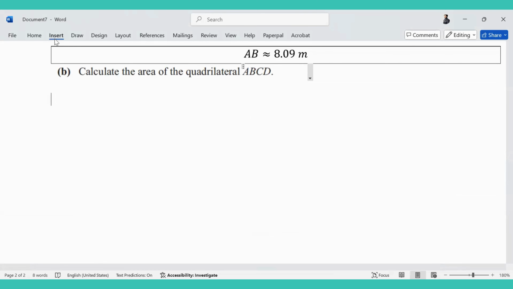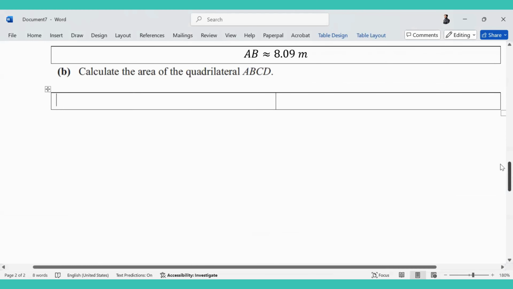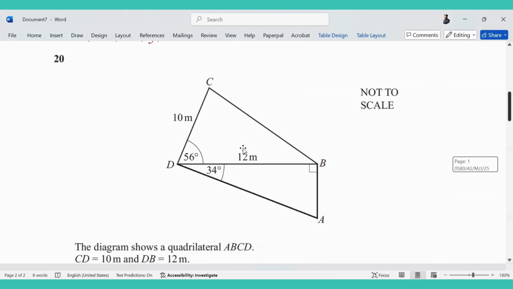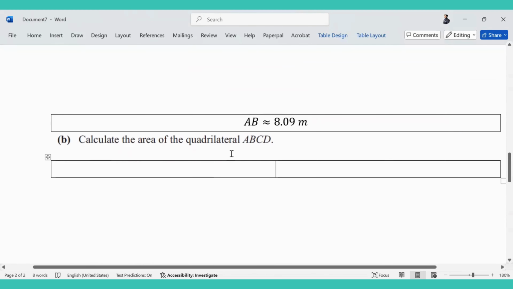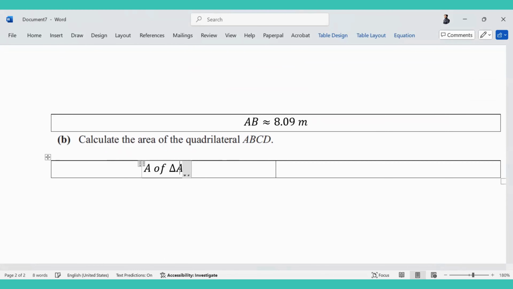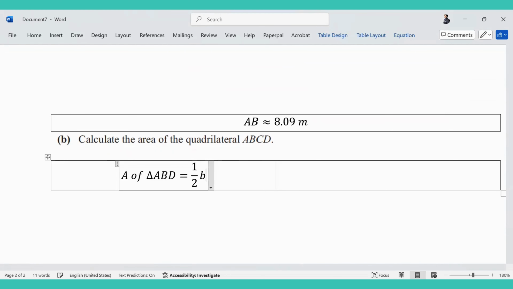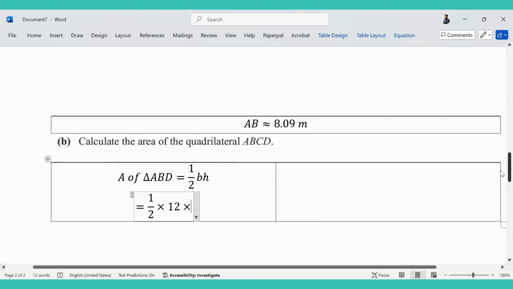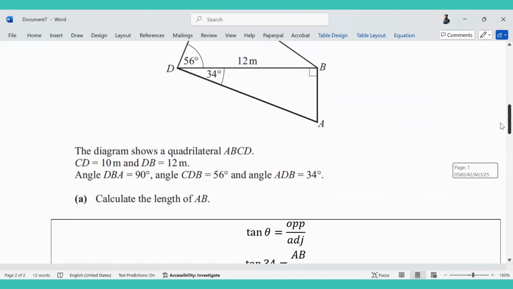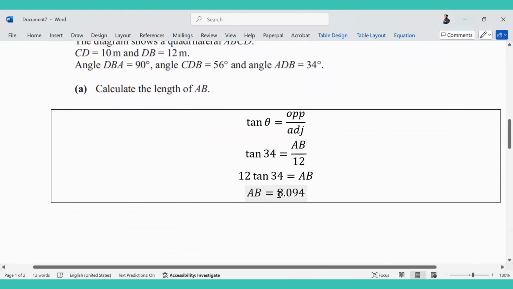Moving on to the second part, part B, in which the question is telling us to calculate the area of the quadrilateral. We can split the area into two different triangles. One is triangle ABD and the other is triangle BCD. So how do I find the area of triangle ABD, which is a right angle triangle? I'll be doing it through half into base into height. So my base is 12 and my height is the length of AB that I found in the previous part, 12 tan 34, or I can write the decimal value 8.094.